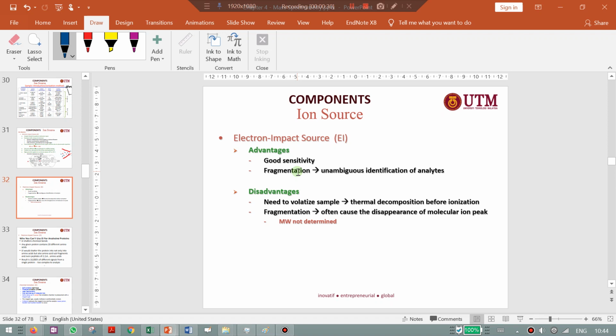We have to volatilize our sample. The problem is if our sample is not thermally stable, is thermally labile, it can undergo thermal decomposition before the ionization. That's the problem with the technique. Okay, and the fragmentation can often cause the disappearance of the molecular ion peak. Okay, that is another problem. Molecular weight cannot be determined directly from the mass spectrum.